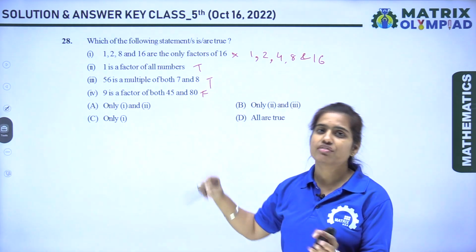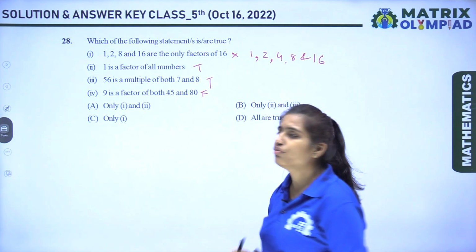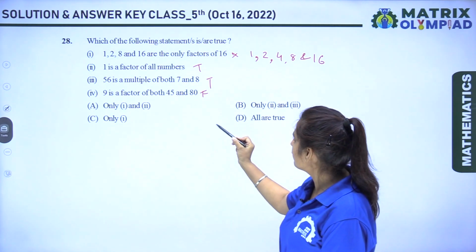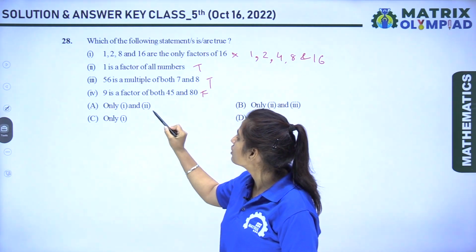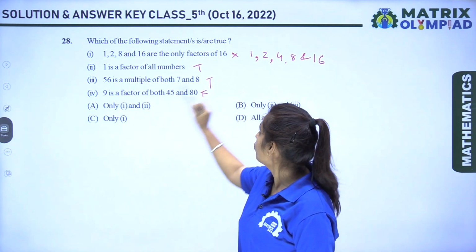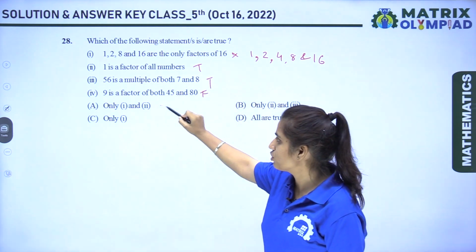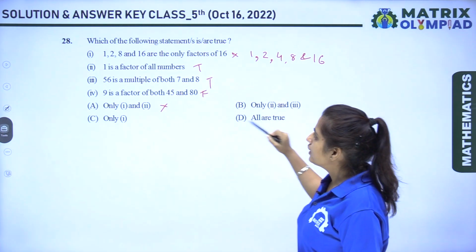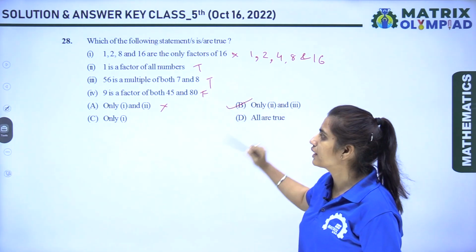Instead of 80, if it would be 81, so we can say that the 9 is a factor of 45 and 81. So, according to the option, we have to check 1 and 2. No, these both statements are not true. One is false and second is true. So, this option is not correct. Option B, only 2 and 3. Only 2 and 3. Yes, this option is correct.